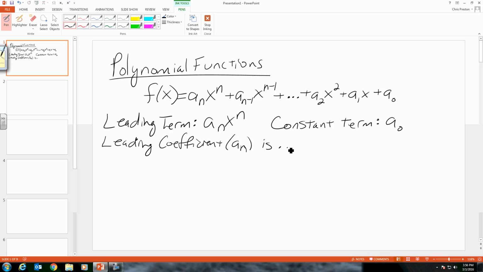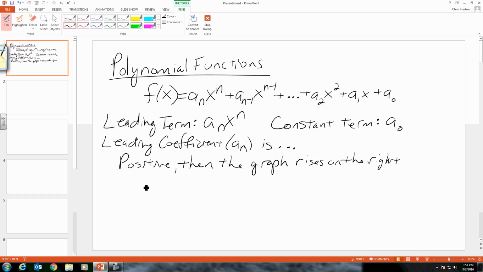If this is positive, then the graph rises on the right-hand side. If it's negative, then the graph falls on the right-hand side.